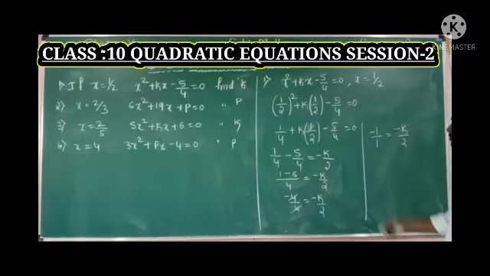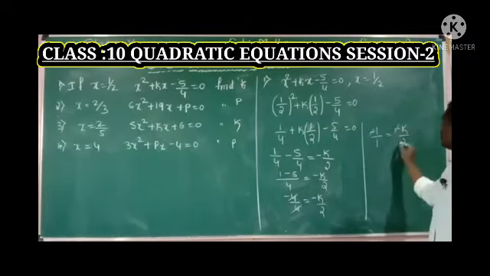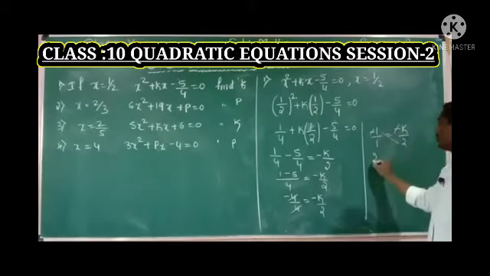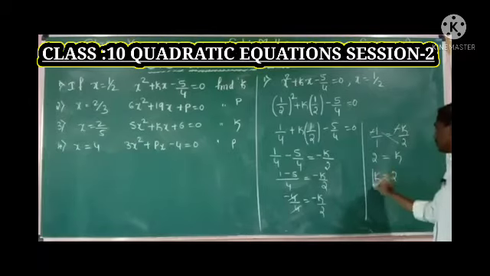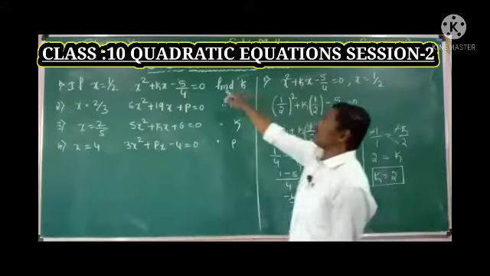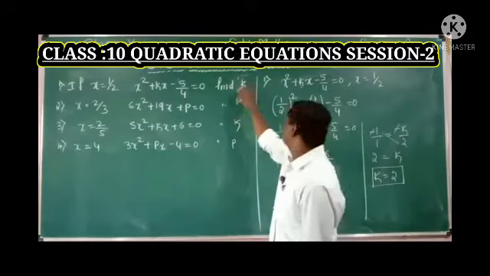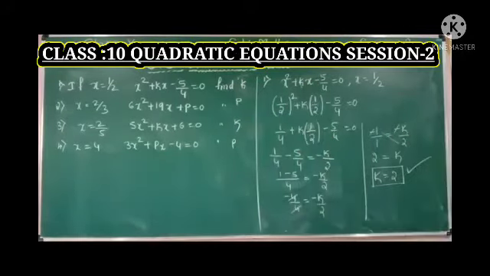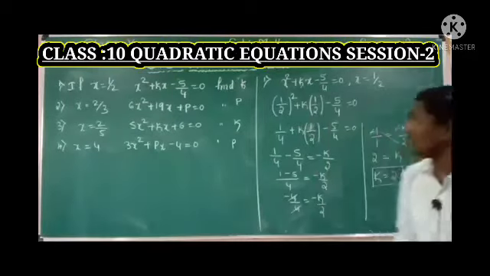Minus and minus get cancelled. Just cross multiply. 2 into 1 is equal to 2, 1 into k is equal to k, which means k is equal to 2. This is the value of k. Now solve the second question.